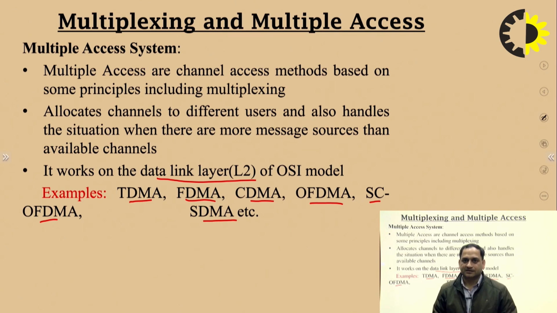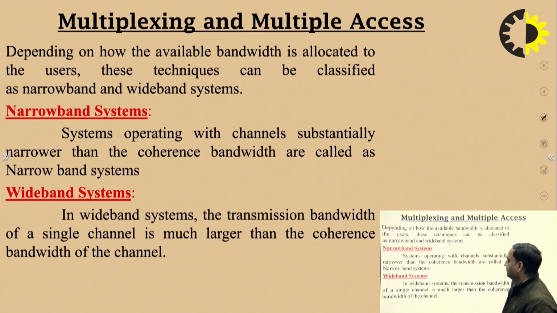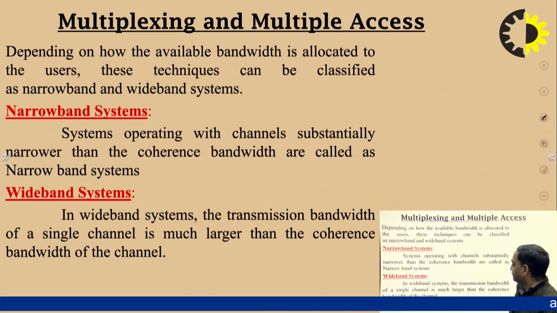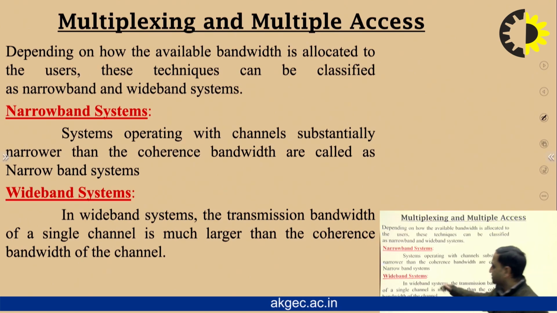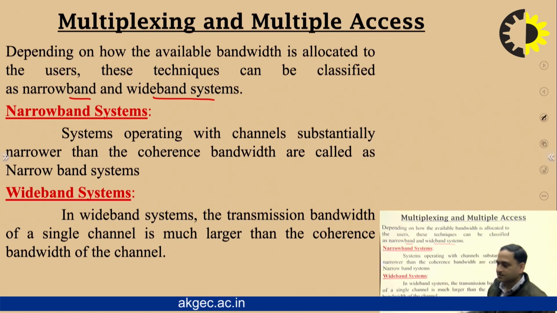In a broad way, we can divide these multiplexing and multiple access techniques on the basis of bandwidth, that is, how this bandwidth can be accessed by the users. These techniques can be divided into two parts. The first one is the narrowband technique, and the second one is the wideband system technique.